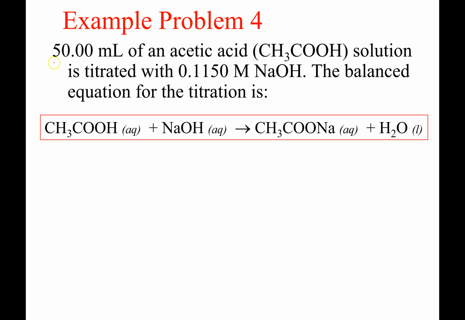So here we go. In this case, or what we just saw, the aliquot of analyte was 50 milliliters of acetic acid. I find acetic acid, write 50.00 milliliters under it. Then I find the molarity has to do with my NaOH. So under my NaOH, I'm going to put 0.1150 molar.